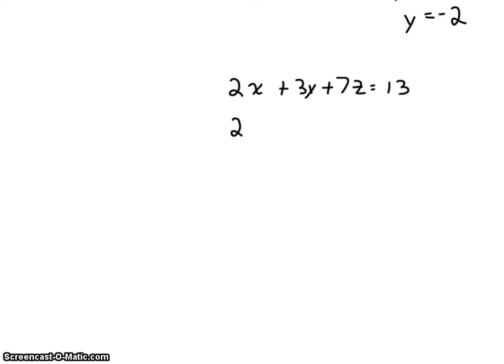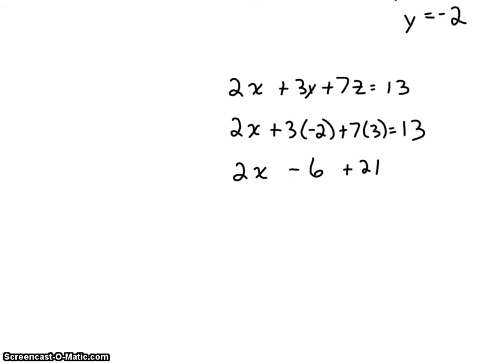So let's substitute 2x plus 3 times negative 2 plus 7 times 3 equals 13. Remember, y equals negative 2 and z equals 3. So we're just substituting those into this equation. 2x minus 6 plus 21 equals 13. Grouping like terms, 2x plus 15 equals 13. Subtract 15 from both sides, 2x equals negative 2. Divide both sides by 2, x equals negative 1.